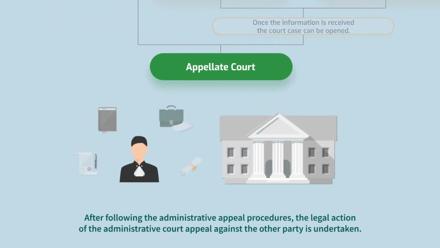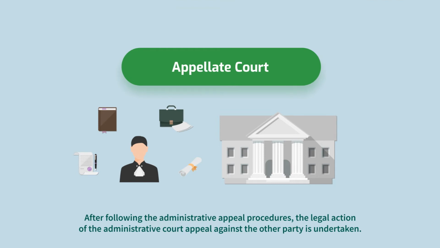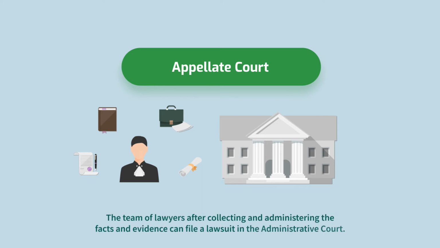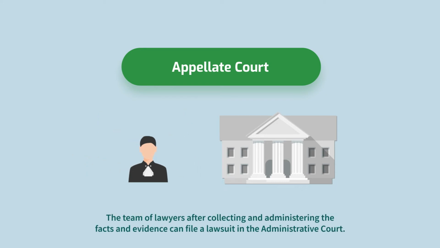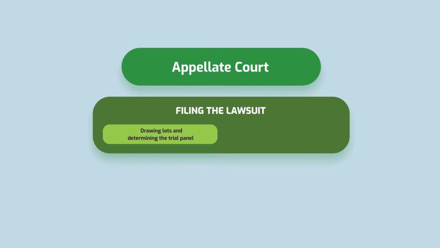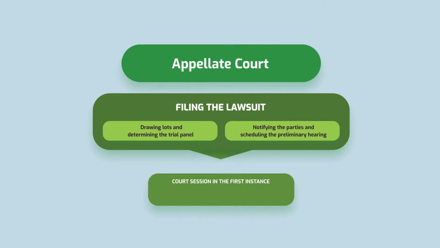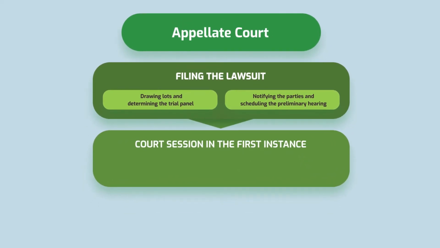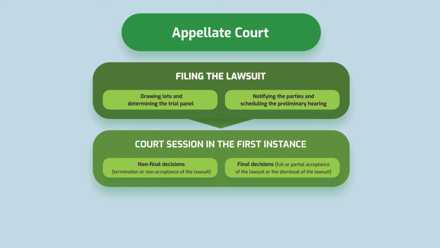After following the administrative appeal procedures, the legal action of the administrative court appeal against the other party is undertaken. The team of lawyers, after collecting and administrating the facts and evidence, can file a lawsuit in the administrative court. With the filing of the lawsuit, the following is done: drawing lots and determining the trial panel, notifying the parties, and scheduling the preliminary hearing. From the court session in the first instance, we can have non-final decisions that are the termination or non-acceptance of the lawsuit, and final decisions that include the full or partial acceptance of the lawsuit or the dismissal of the lawsuit.